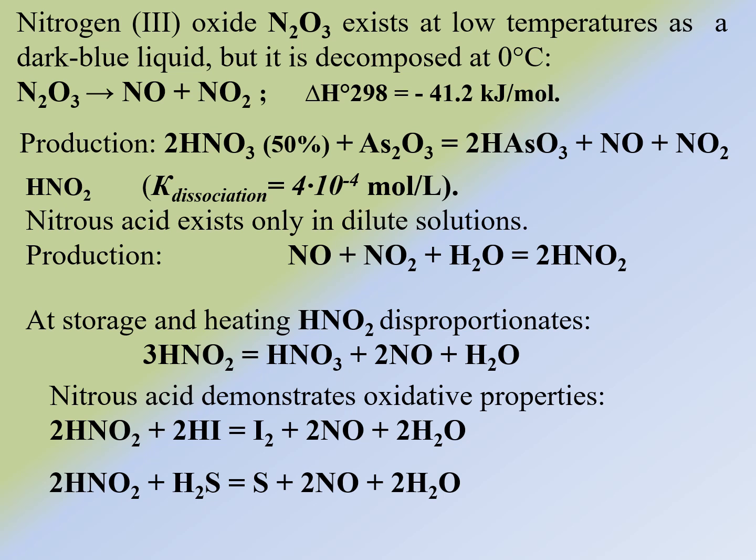Nitrogen 3 oxide or dinitrogen trioxide is an oxide that exists only at low temperatures as a liquid. In the gaseous phase, it does a decomposition. It would be decomposed into NO and NO2. There is an acid that corresponds to this oxide, that is HNO2. How can we produce it? We can take NO, NO2 and water.